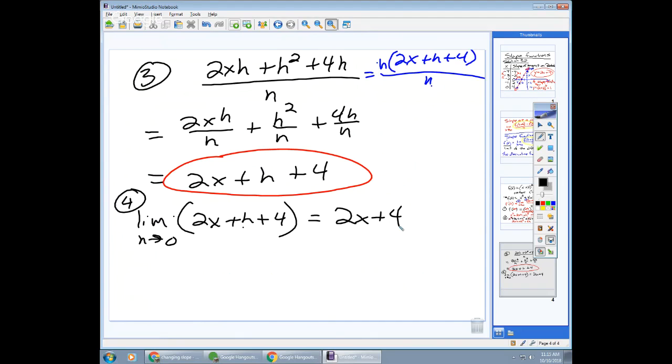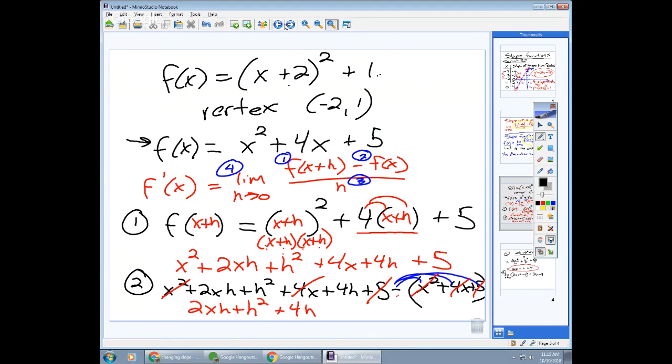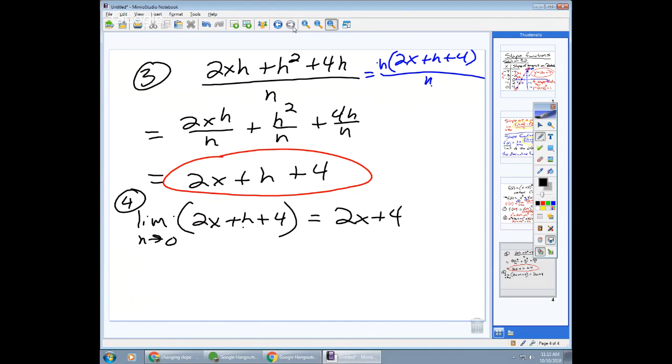Some of you may have noticed a pattern, or you may see a pattern when you're working on these. We started off with a quadratic function. Here, the slope function ended up being linear, which is kind of interesting. All right, so we'll test that to see if it works out all the time. Questions on this example? Okay.